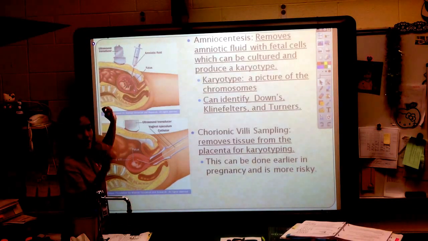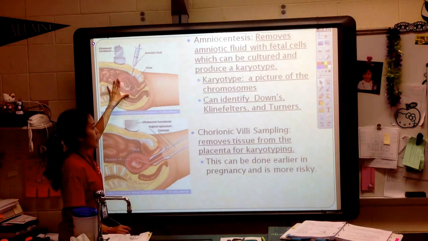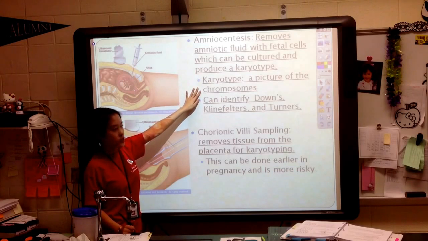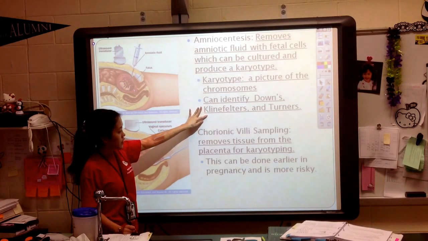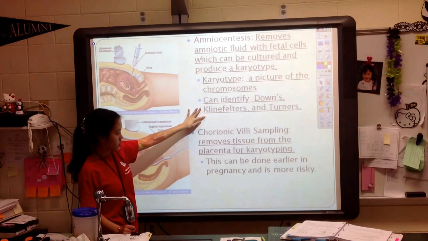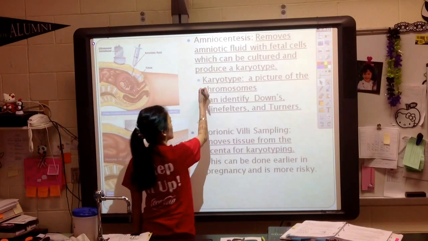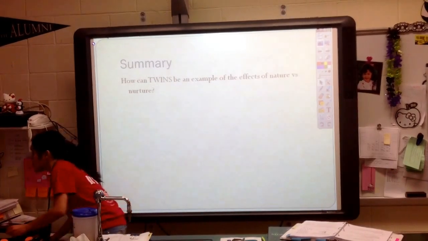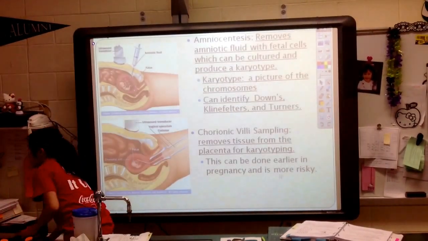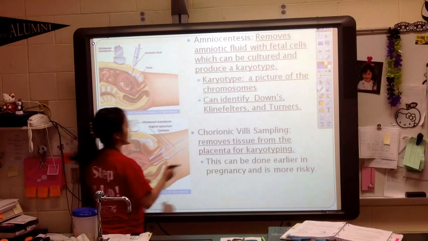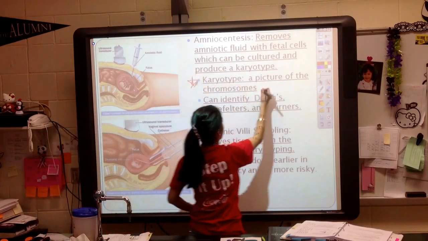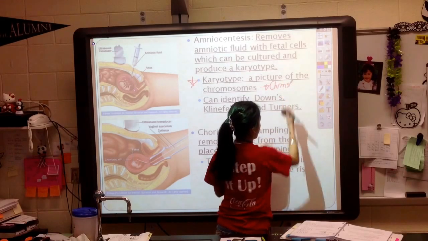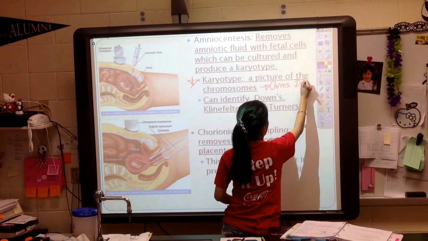That's what the water is that breaks. Okay? And from that, you can actually create your karyotype, which is the picture of the chromosomes that we just looked at. And we can identify Klinefelter's and Turner's and Down syndrome. So this is to study chromosomal disorders. So the karyotype is for chromosome disorders only.